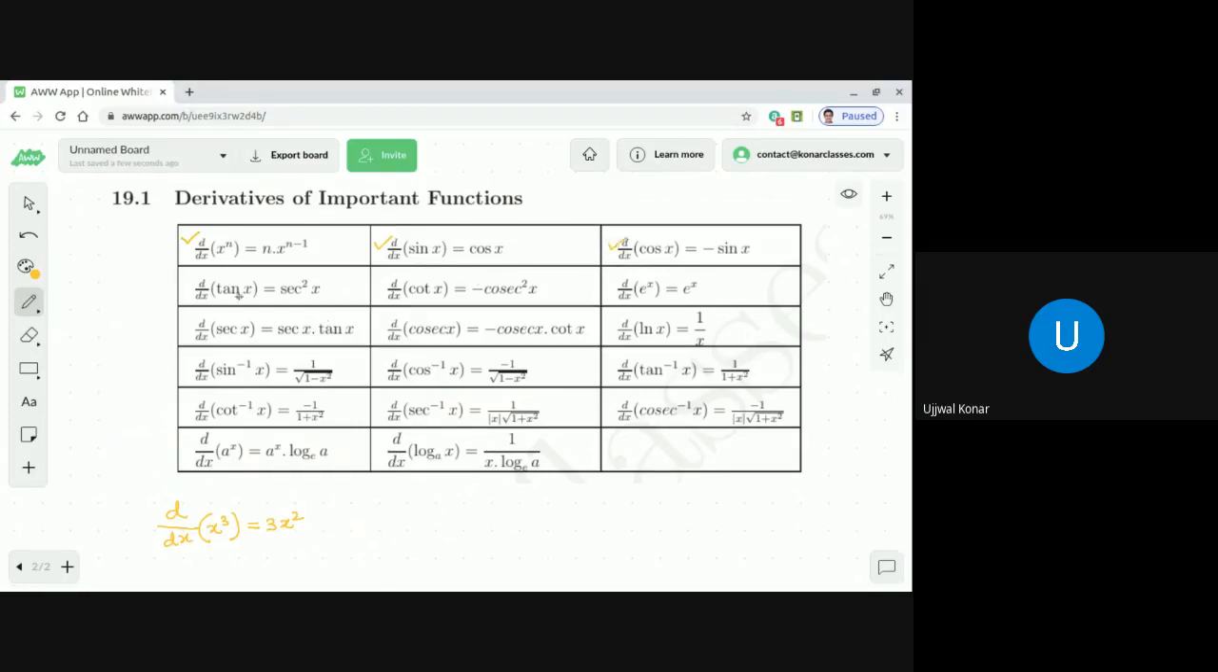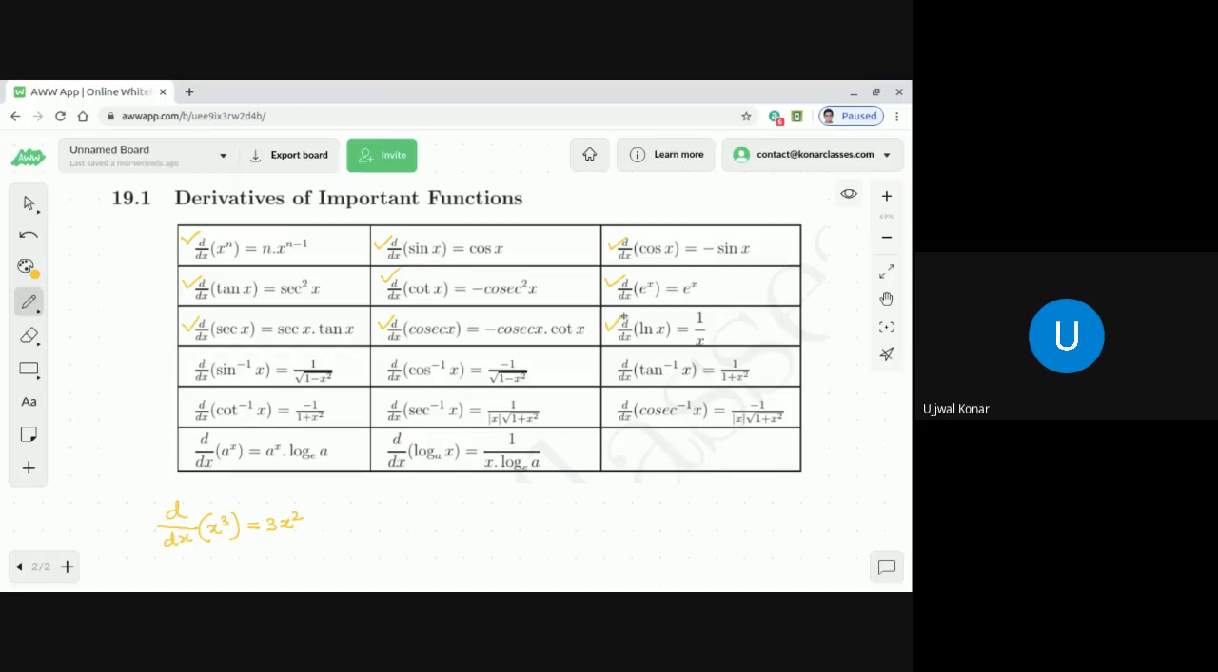I am repeating all this. Your task until we start our class tomorrow is that you need to remember this. I will ask all of a sudden, okay? That is your task. d/dx of sec x is equal to sec x into tan x. d/dx of cosec x is equal to minus cosec x into cot x. d/dx of ln x, meaning log with base e, is equal to 1 by x.